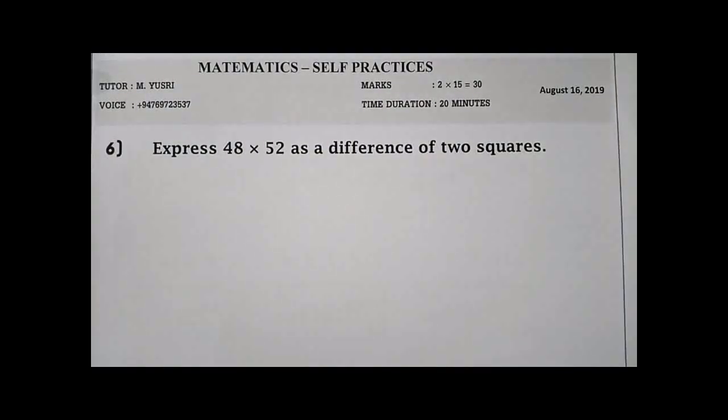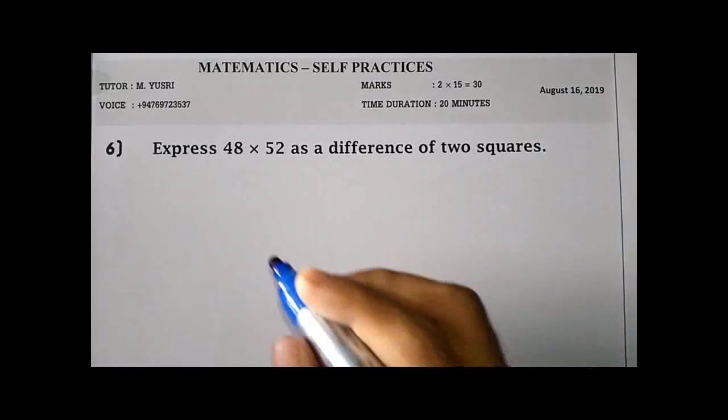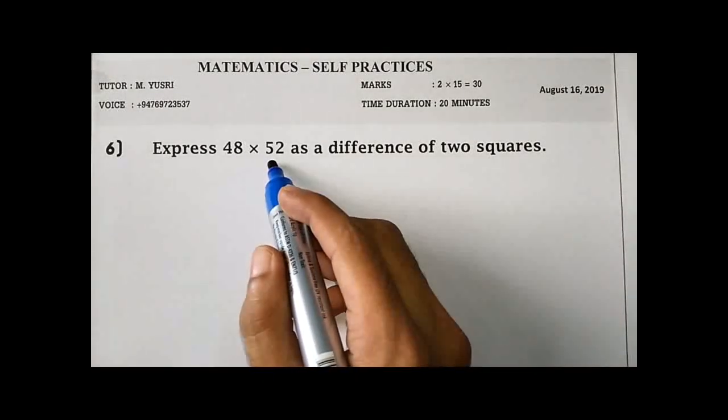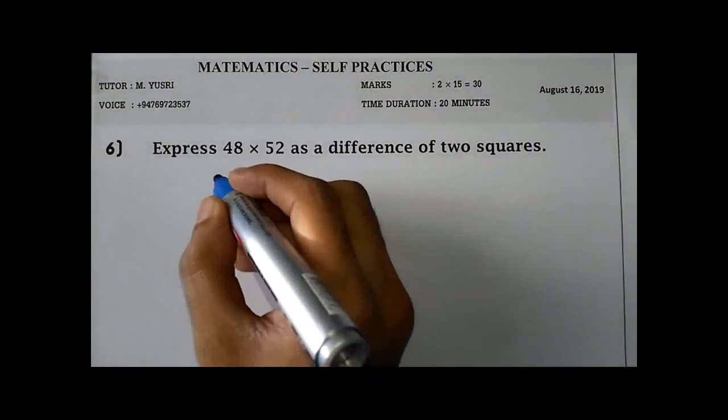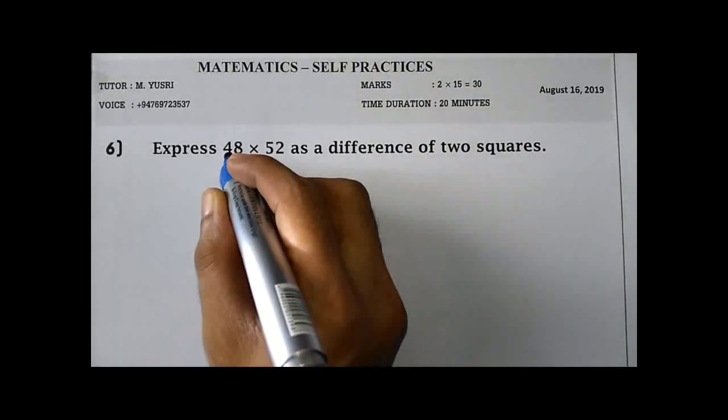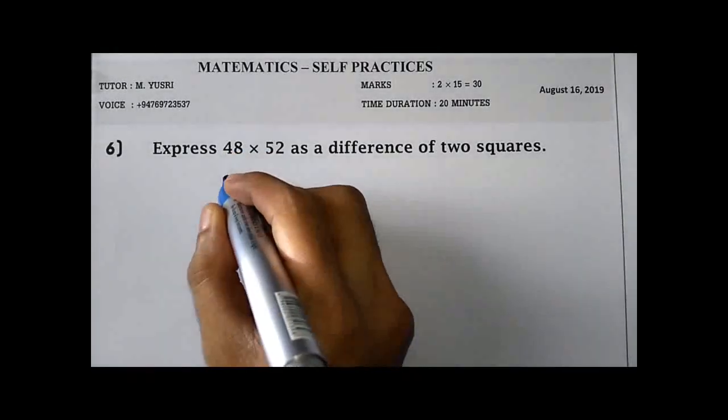Oh, it's a very famous question. Express 48 times 52 as a difference of two squares. How do we express that? First of all, we have to find the mid value of 48 and 52. 48 plus 52 is 100, and 100 divided by 2 is 50. So now we have to write this 48 in terms of 50.